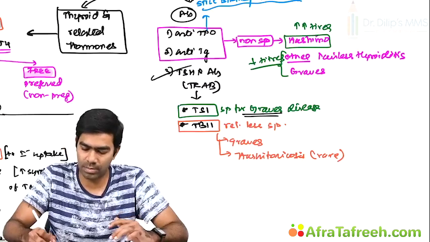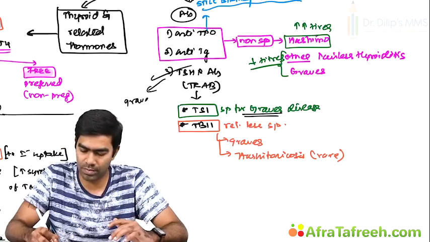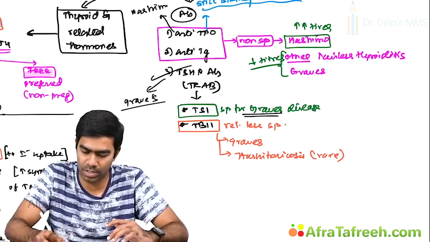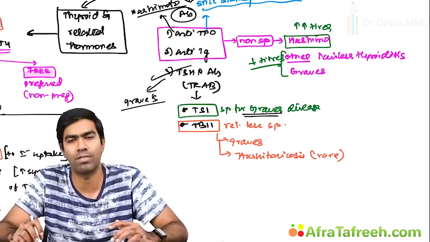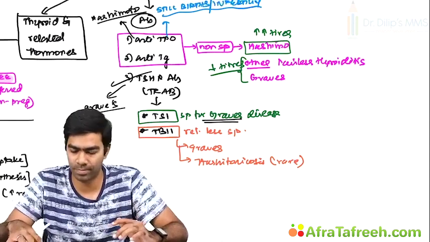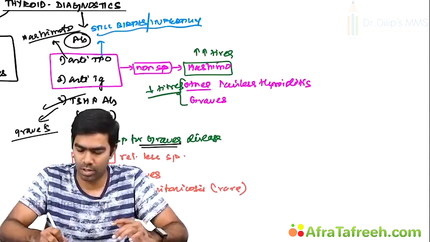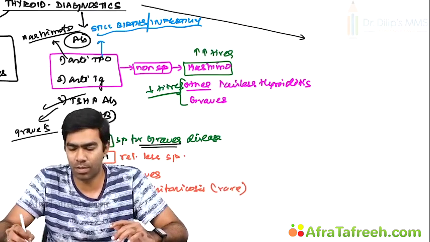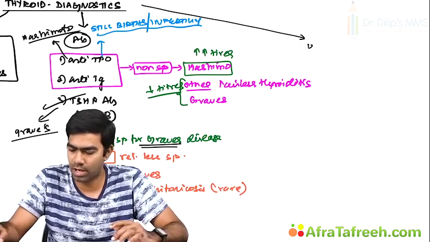Remember, the TSH receptor antibody is typically performed in a patient with suspected Graves'. Anti-TPO, in exams, is typically performed in a patient with suspected Hashimoto's. But please do understand, anti-TPO is not specific for Hashimoto's disease or any other thyroid disease as such. And the third investigation that you're going to perform is the ultrasound.